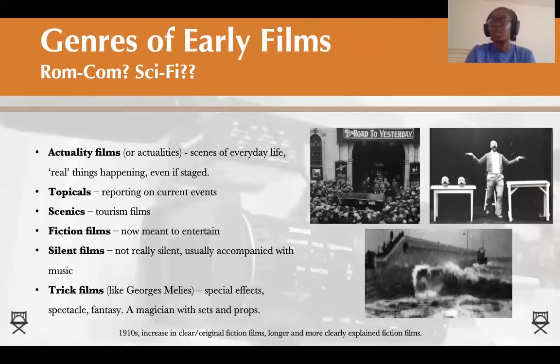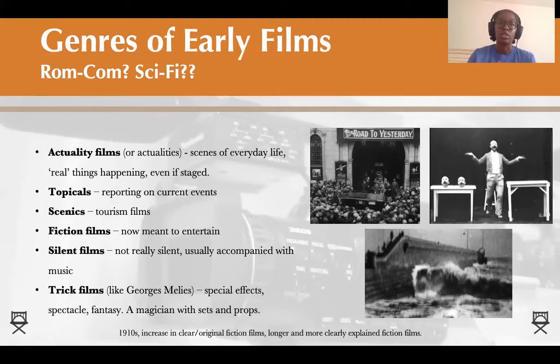Okay, so let's talk about the genres of early cinema. Because early cinema is usually so short and doesn't always have a narrative, it's very difficult to have so many genres compared to what we have now. One of the main genres of early cinema is actualities, which capture scenes of daily life.